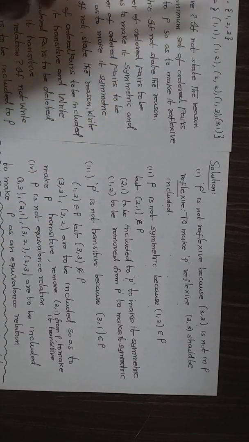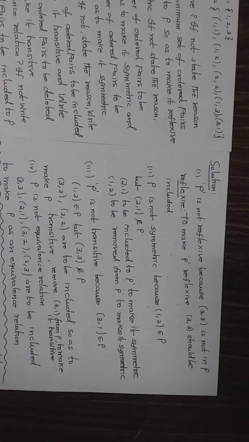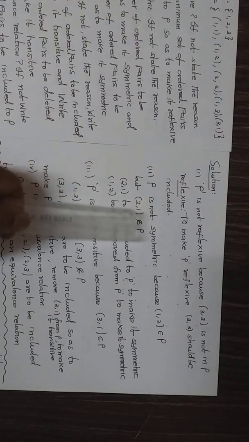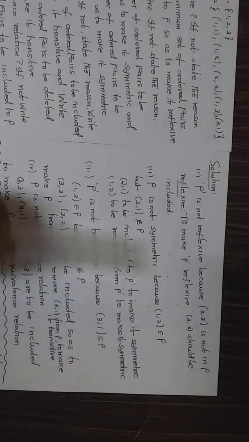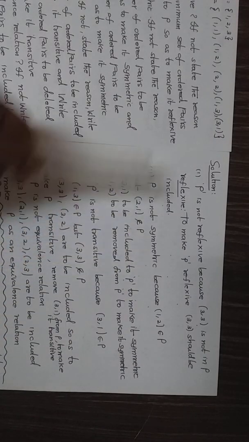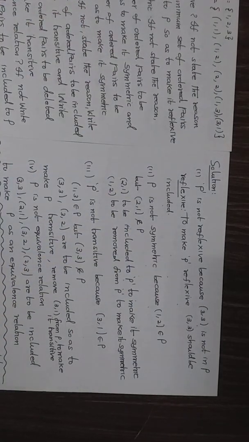Okay, so first of all, this is not symmetric because (2,1) is not there. That is the reason. For the first two questions you should write: R is not symmetric because (1,2) belongs to R, but (2,1) does not belong to R. (2,1) is not there in the given relation.